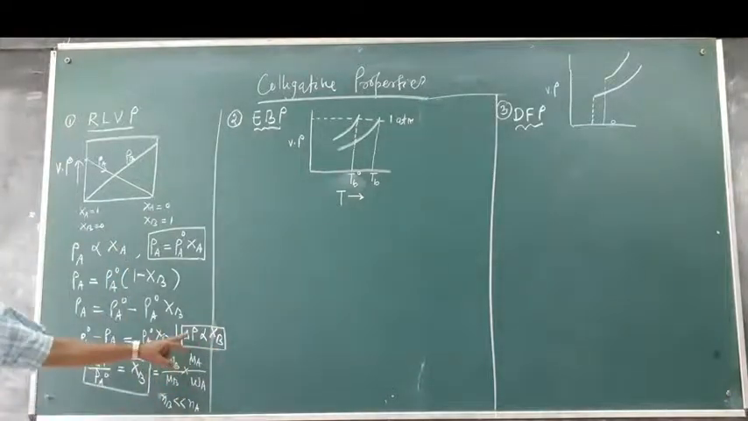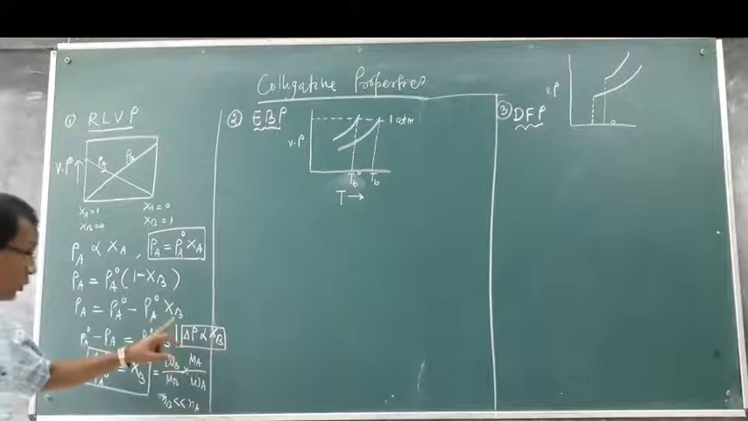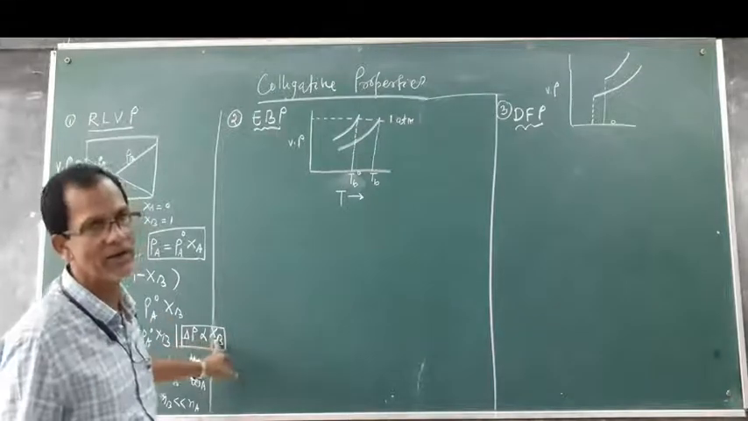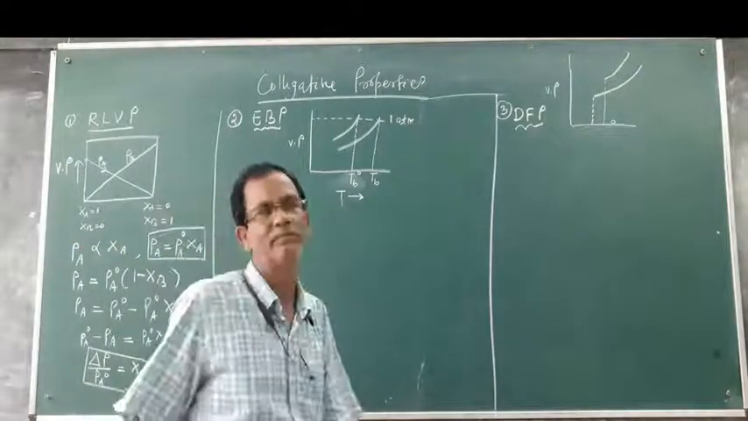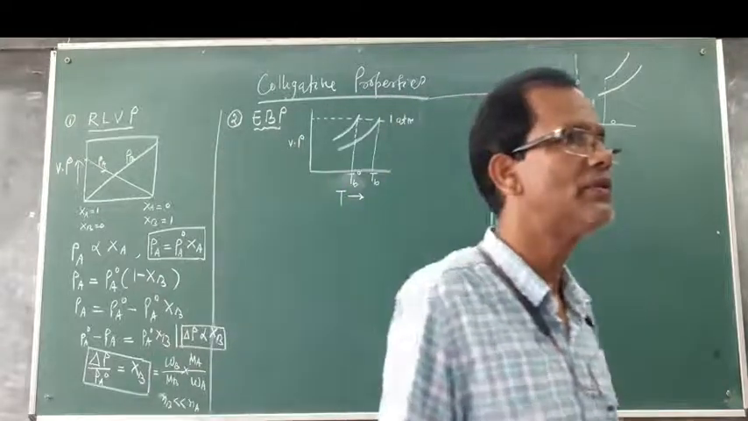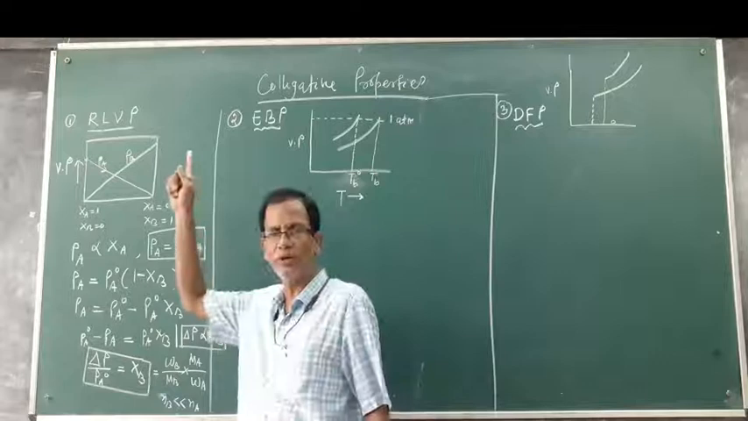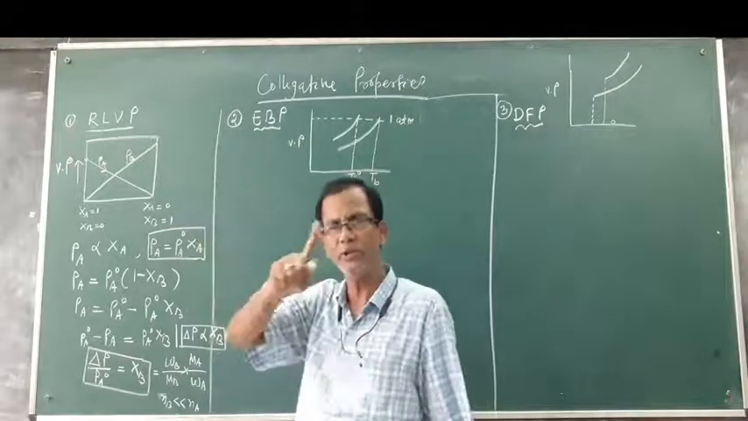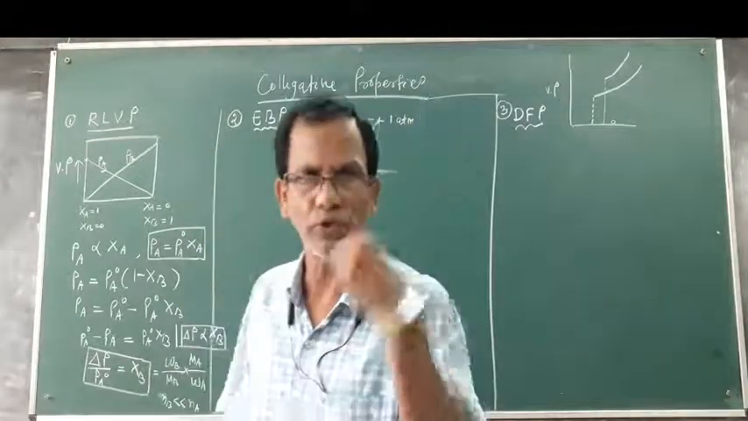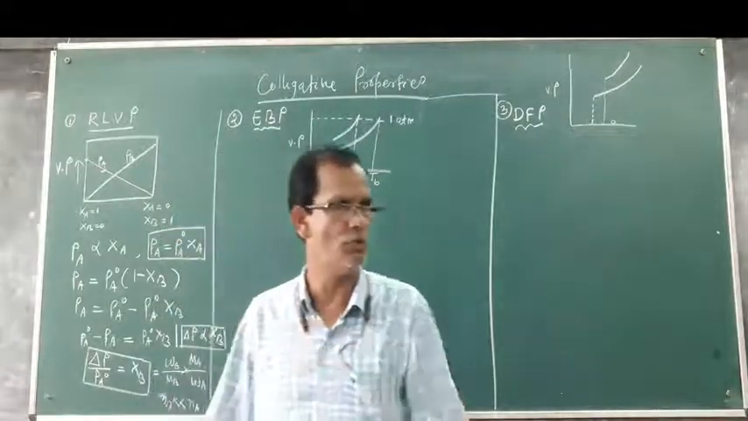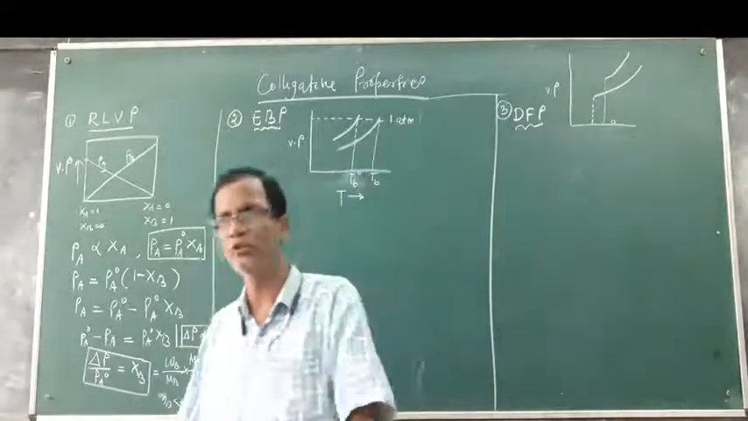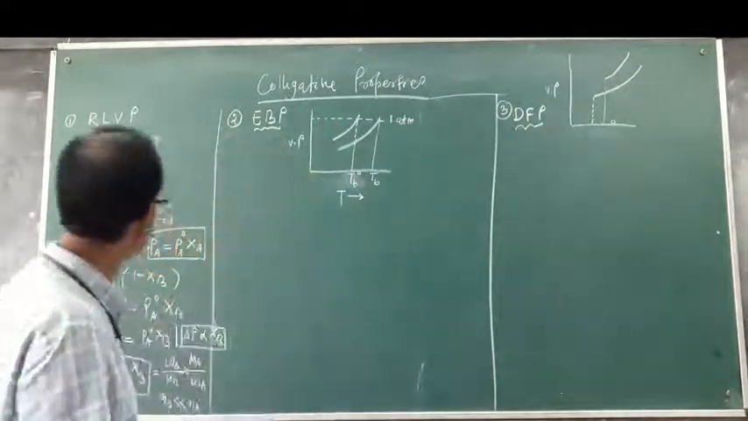This indicates that the lowering of vapor pressure is directly proportional to the mole fraction of solute. That means it is a colligative property. What is a colligative property? The property which depends upon the amount of solute, the number of moles of solute, the mole fraction of solute. If it depends on that, it is called colligative.